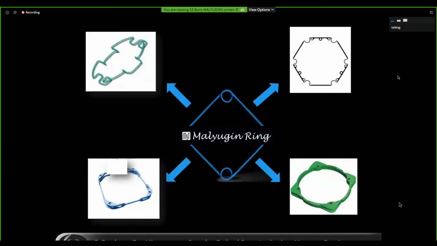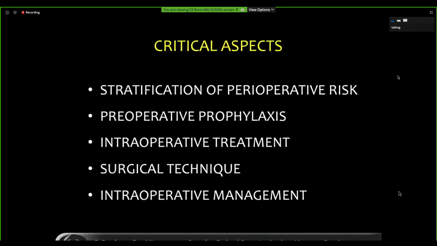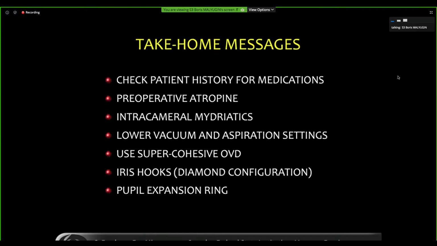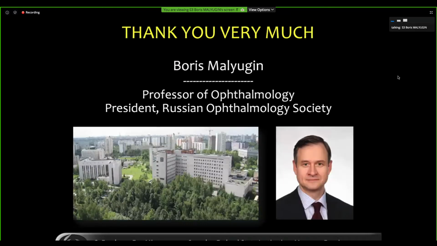There are several other devices that should be mentioned. B-HEX will be discussed later on during the session, but there are also other devices that are available on the market. So to summarize my talk, there are several critical aspects, including stratification of risk, preoperative prophylaxis, intraoperative treatment, surgical technique, and intraoperative management. But you have to keep all these take-home messages in mind when dealing with that type of patient. And I thank you very much for your kind attention.